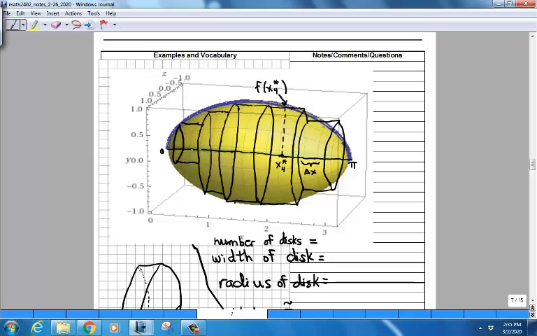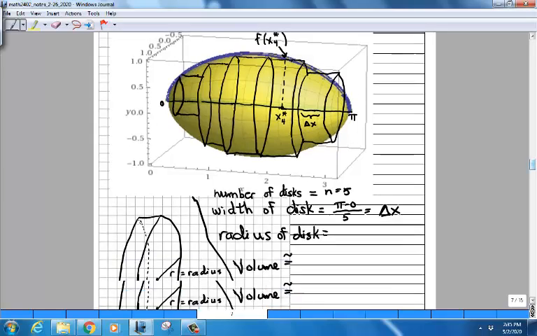Because what's the total length along the x-axis of the football? That's pi. So the width of every disk would be pi minus 0, that's pi, divided by the number of disks, and I'm going to call that n here, and in this example that's 5. So the width of every disk is pi divided by 5. Let's give that a convenient name. Let's call that delta x again, just like we did in the prior example.